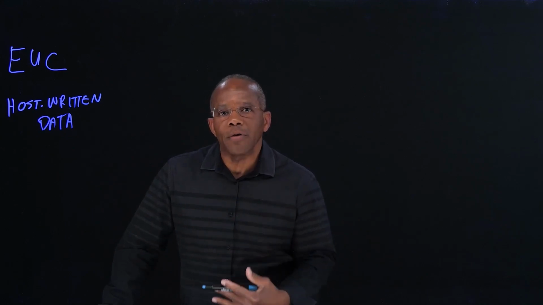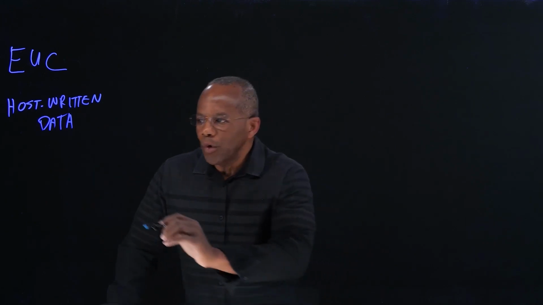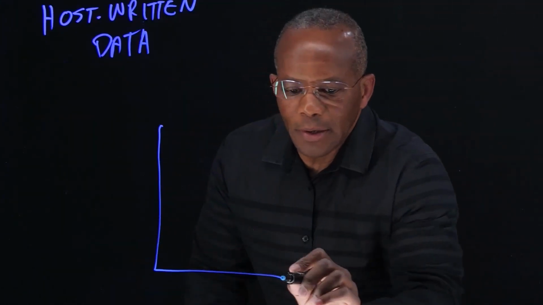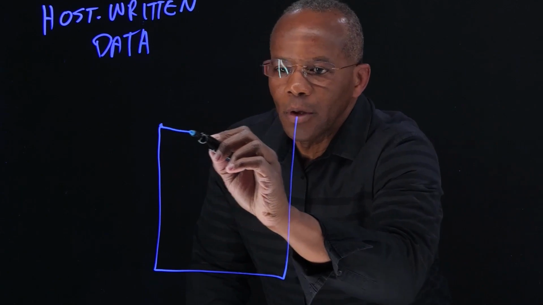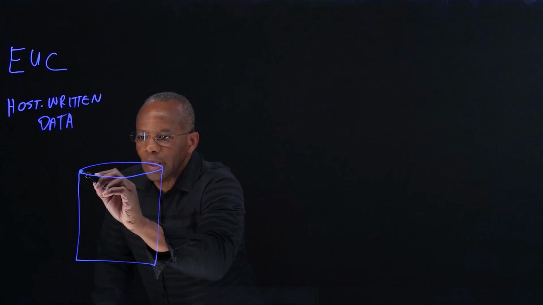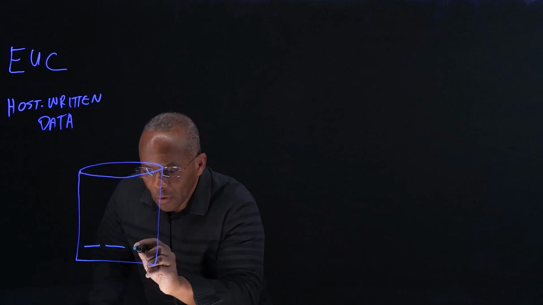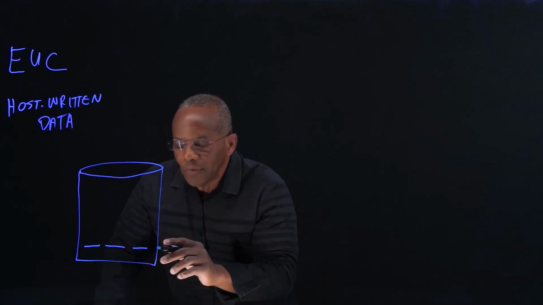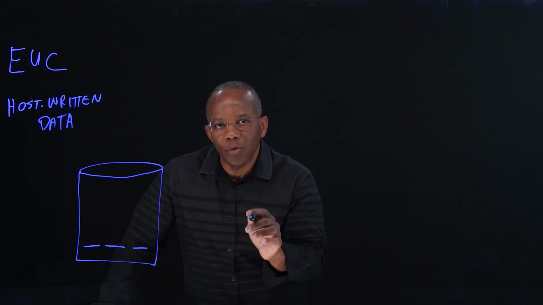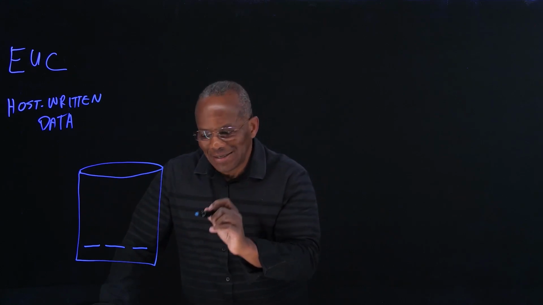So what I'm going to do now is walk through a few examples of EUC to show you how it works. All right, so first we're going to take a look at an independent, unprotected volume where there's no snapshots or replication to consider. So when the host writes data to the volume, this data is represented as chunks of contiguous data called an extent.